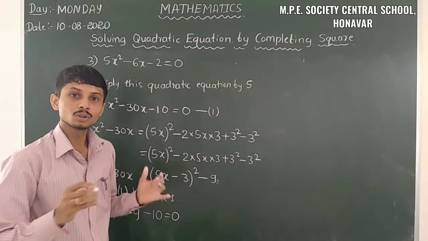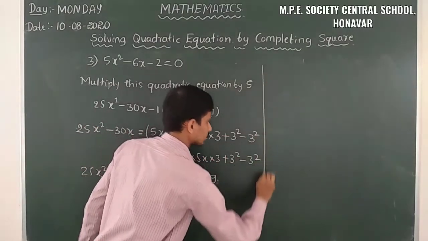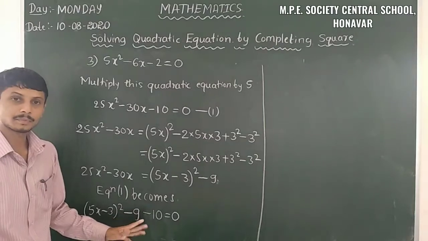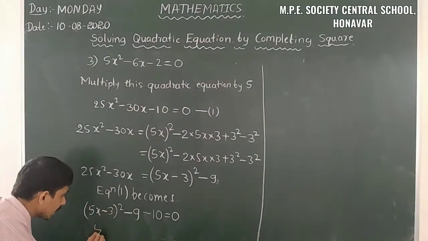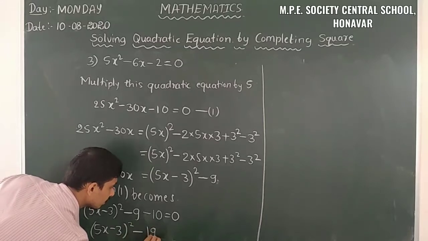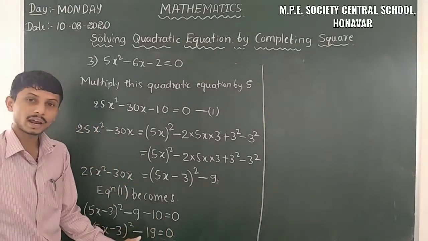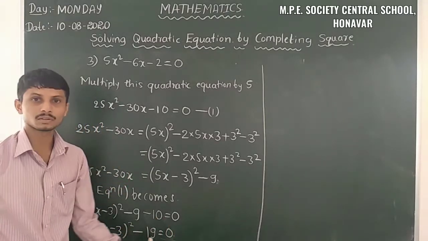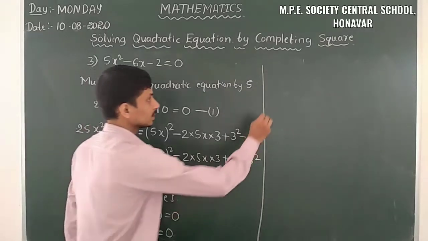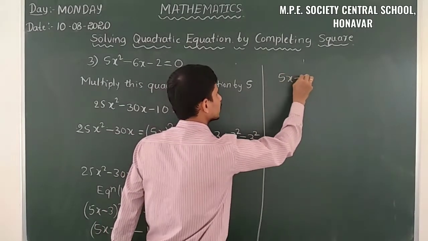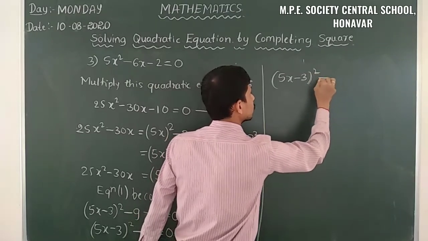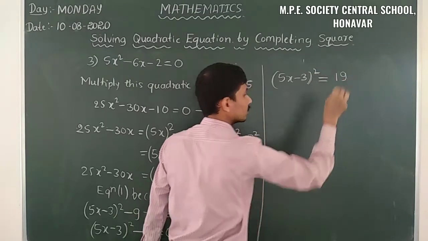Then we have to solve this equation. Here 5x minus 3 whole square minus 9 minus 10, that means 5x minus 3 whole square minus 19 is equal to 0. So here we have to transpose this minus 19 into the RHS. It becomes plus 19. That is 5x minus 3 whole square is equal to plus 19.